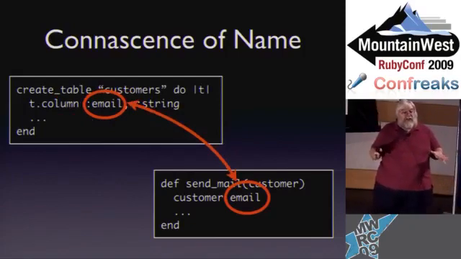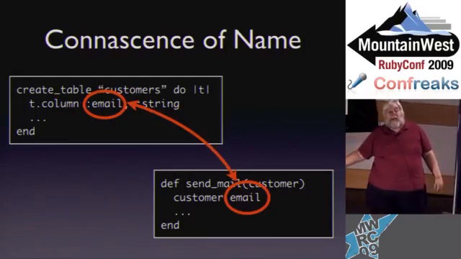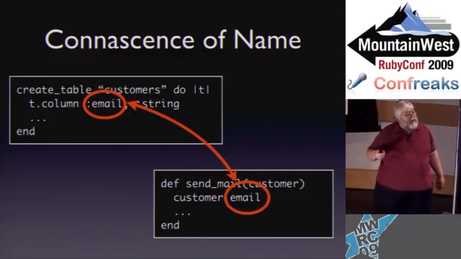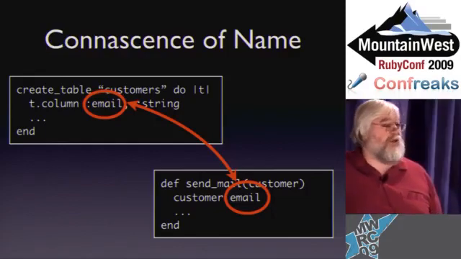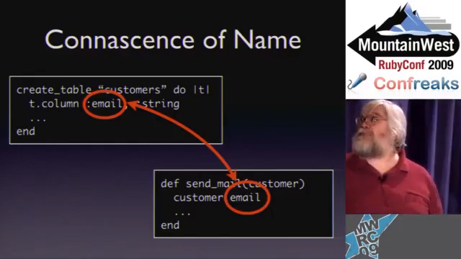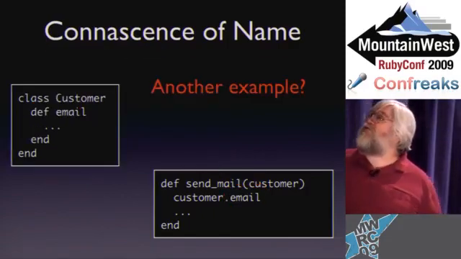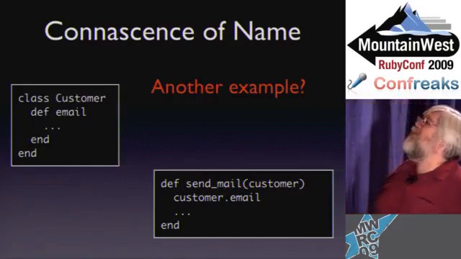Connascence doesn't have to just exist between software. It can also exist between a method and the database, because this ties back to a column named email in the database. So changing the name in the database necessitates a change, possibly a change in our software as well. So connascence of name between two pieces of software. Let's see, is there another example of connascence in this example?